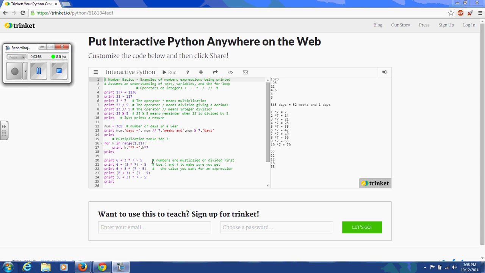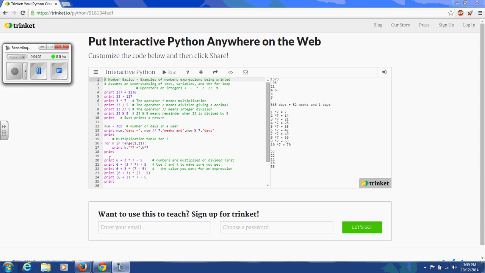And here it has a small note that's telling you numbers are multiplied or divided first, used to make sure you get the value you want for an expression. So basically, it's telling you that you're using PEMDAS. The order of PEMDAS is multiplication, division. No, actually, I messed that up. PEMDAS: parentheses, exponents, then multiplication, division, addition, and subtraction last.